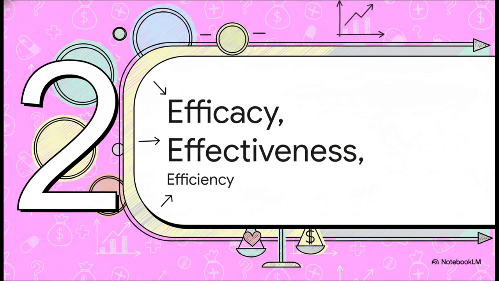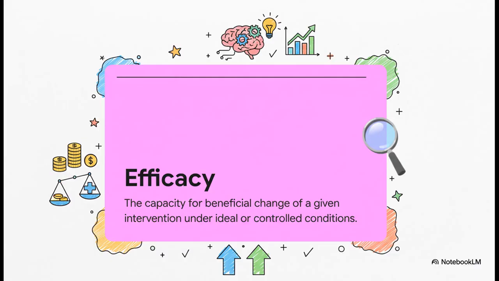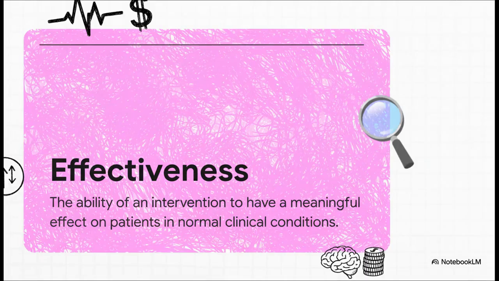So how do we measure performance? We start with 3 key terms that sound pretty similar, but they have crucially different meanings: efficacy, effectiveness, and efficiency. Okay, think of efficacy as performance in a vacuum. It basically answers the question, does this drug or this procedure work in a perfect, totally controlled environment like a lab or a randomized clinical trial? It's all about potential.